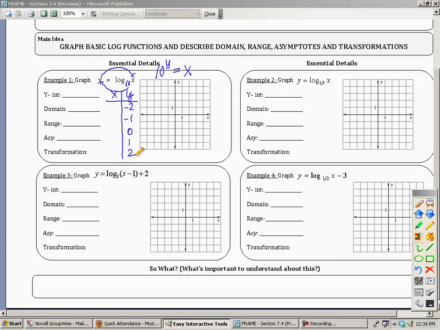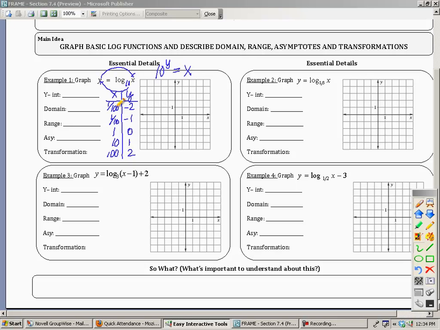I'm going to start with 0. 10 to the 0 power, anything to the 0 power is 1. 10 to the first power is 10. 10 to the second power is 100. Let's go in the negative. 10 to the negative 1 is the reciprocal of the first power, so 1/10. 10 to the negative 2 is the reciprocal of the second power, so 1/100th.